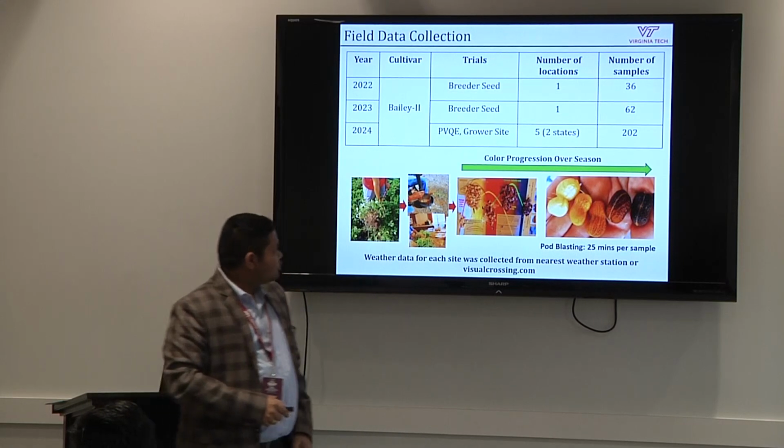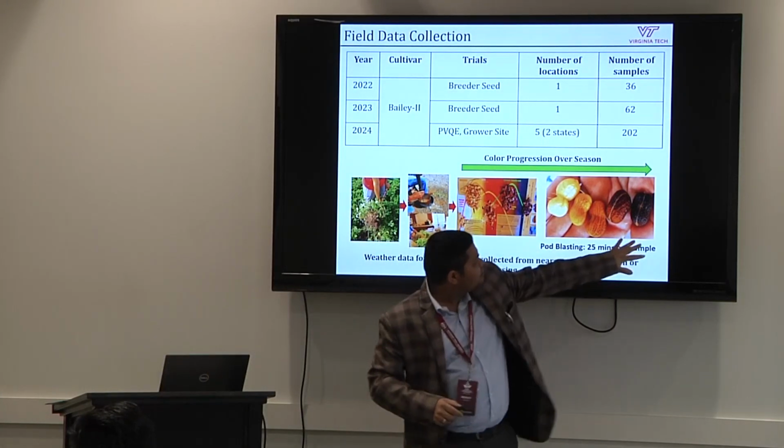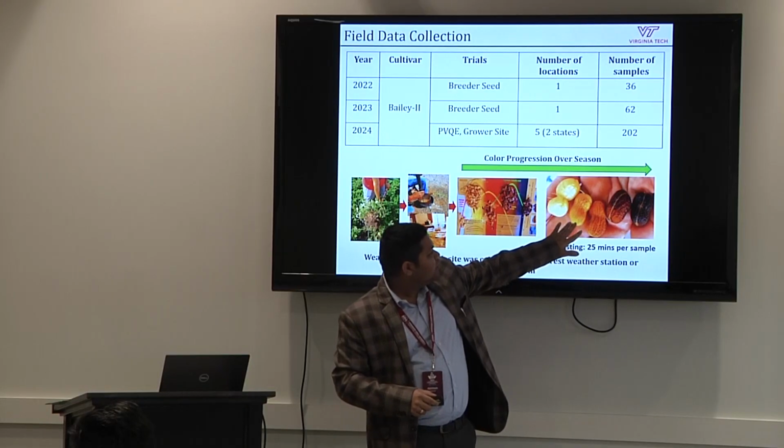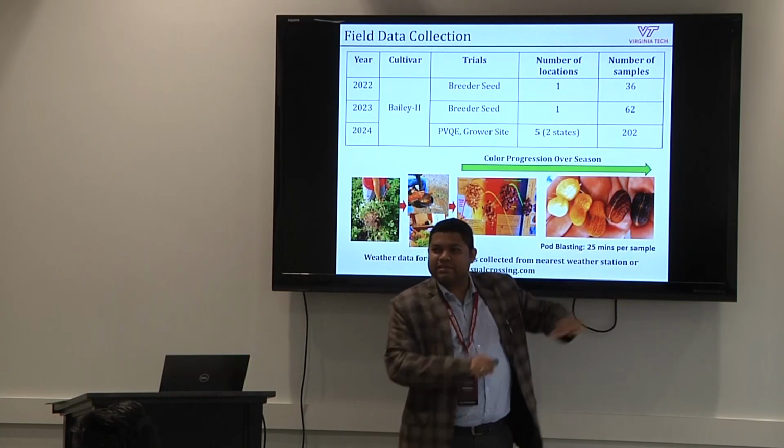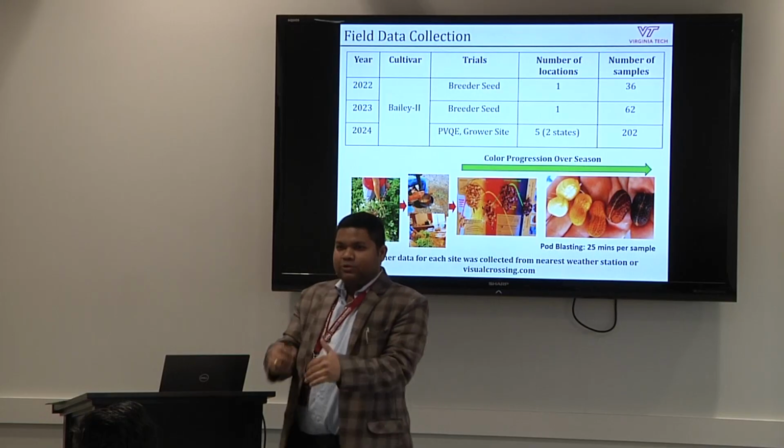Now this shows the transition of maturity based on color: white, yellow, orange, brown, black. Black is like terminating the crop growth. You need to harvest right now.